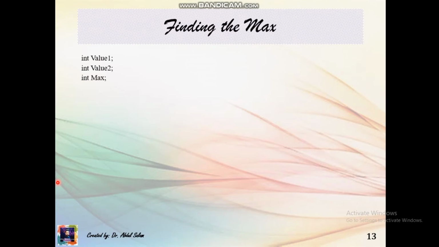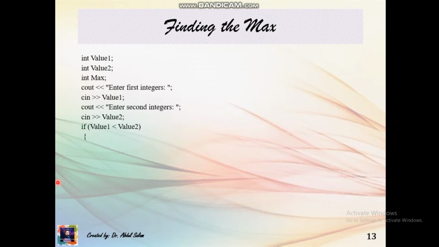Finding the maximum value. For finding the maximum value, simply you have to declare value 1, value 2, and declare the variable max. Cout enter first integer. Simply enter your first value, enter your second value. Then if value 1 is less than value 2, the maximum value will be value 2. Obviously if 1 is less than 2, then 2 must be greater than 1. Else the maximum value is 1. Maximum of input is max.